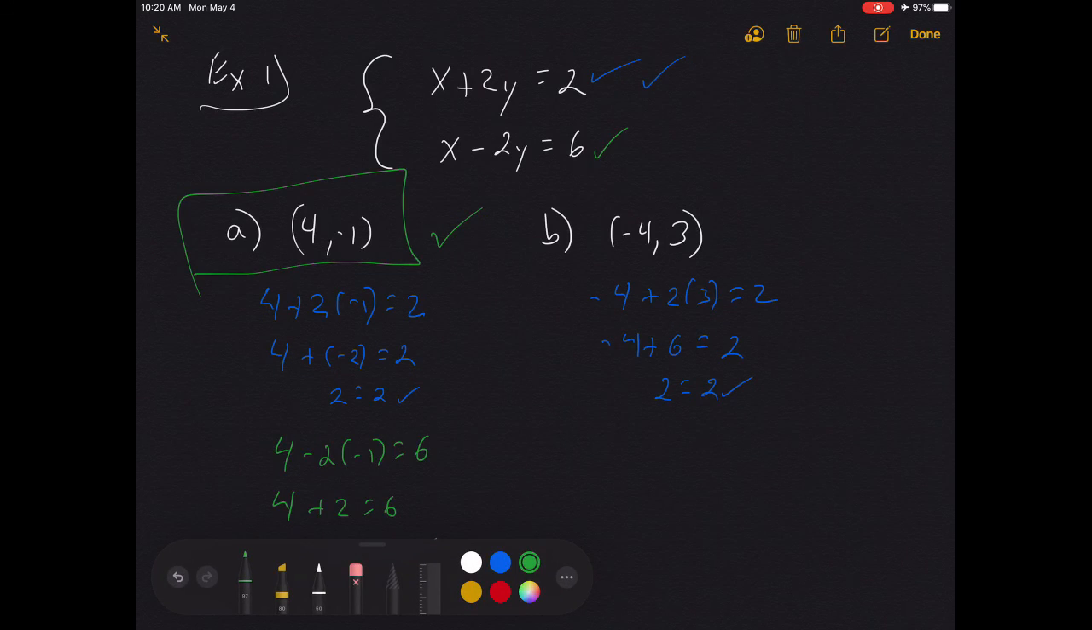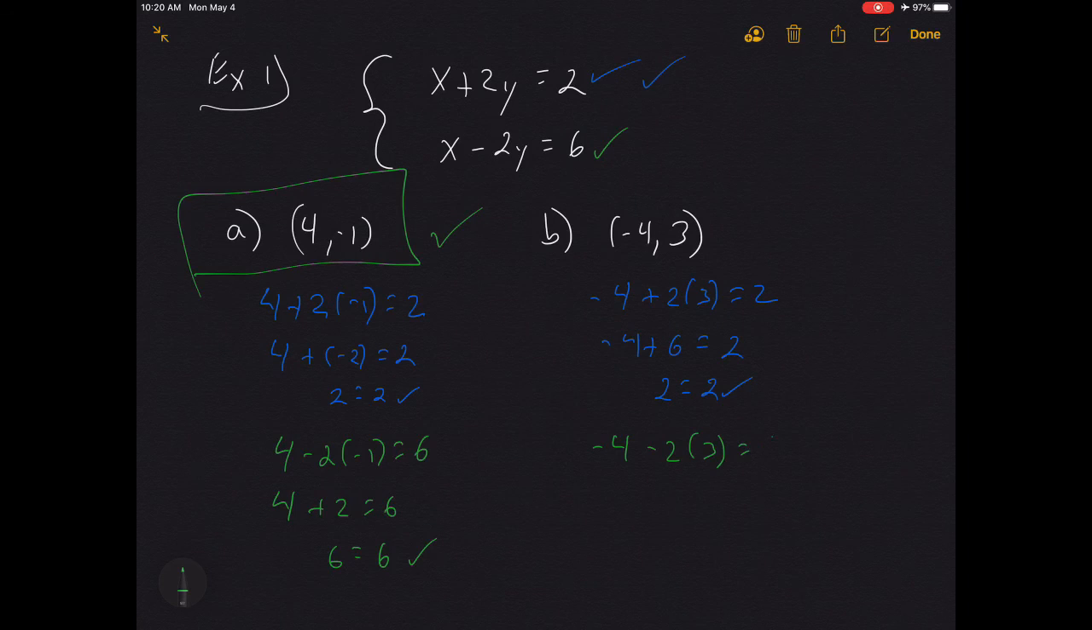It must satisfy both. So I'm going to take -4, plug it in for x, minus 2 times 3 has to equal 6. So we'll get -4 minus 2 times 3, which is -6, equals 6. On the left side, I now get -4 minus 6, but that's -10. That is a false statement. So this one is not a solution. It does not work. Letter A did work. It satisfied both. Letter B only satisfied one of the two equations. Therefore, it is not a solution.